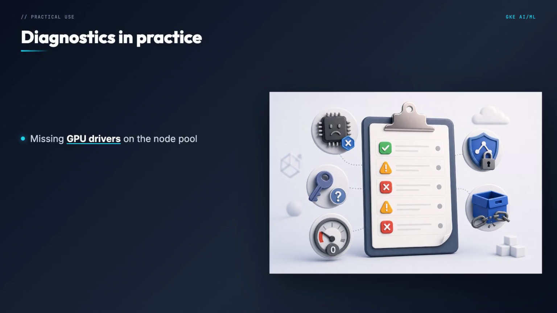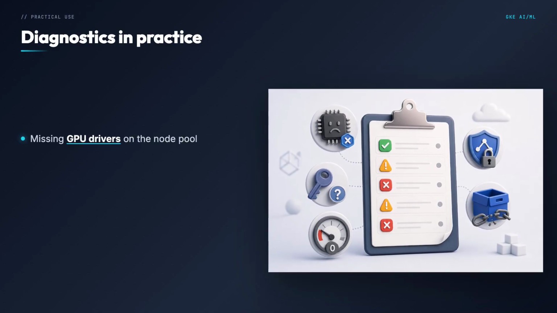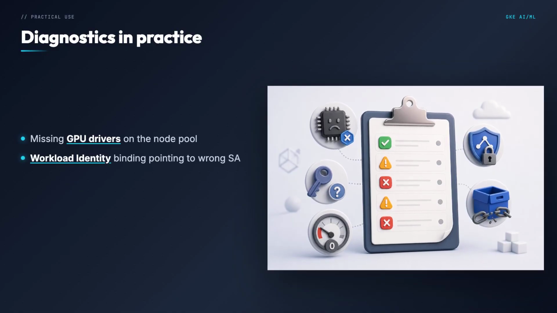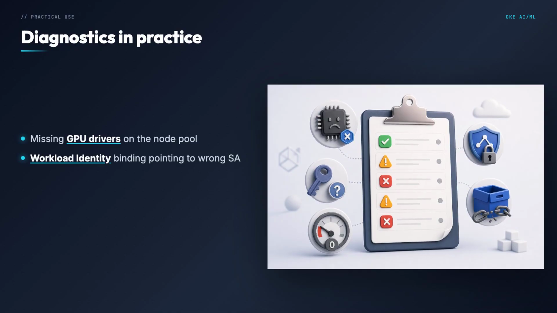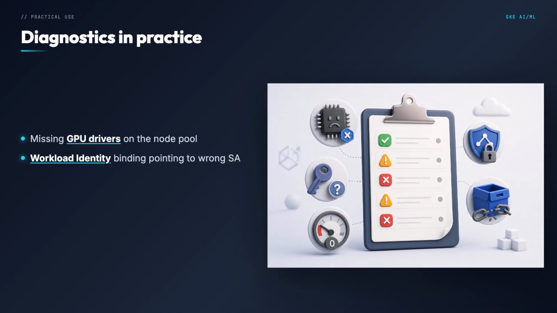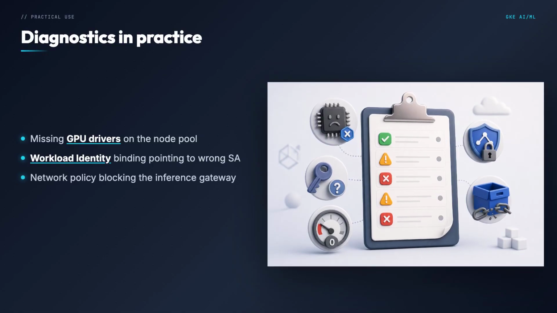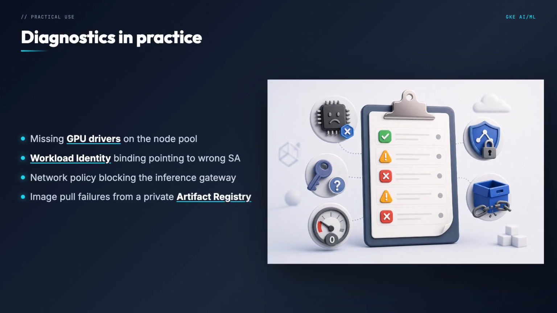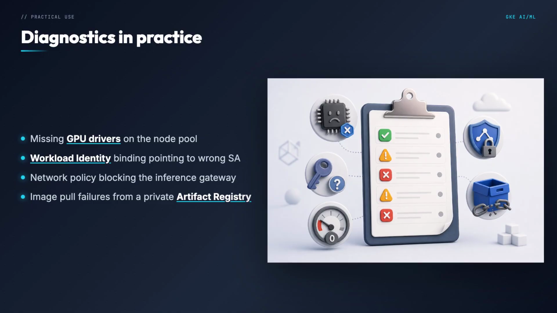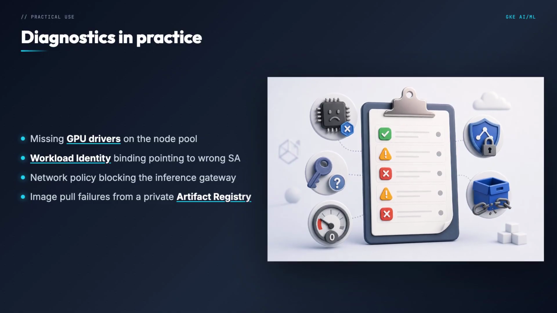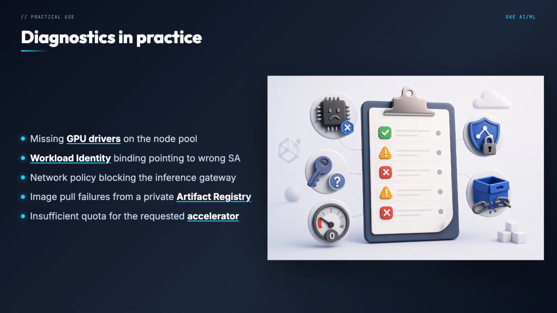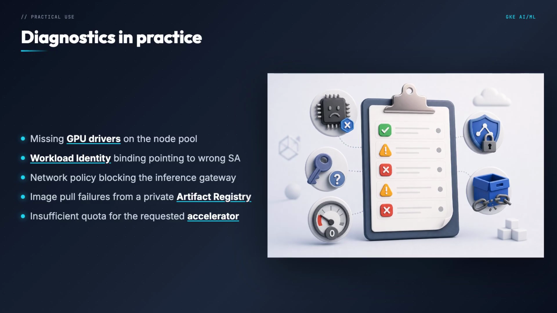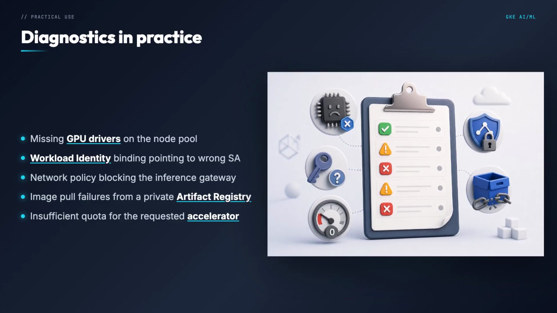When you click Run Diagnostics, here are the most common findings you will see. Missing GPU drivers on the node pool, usually because the cluster was created before GPU support was enabled. Workload identity bindings pointing at the wrong service account, which silently breaks model storage. Network policies blocking the inference gateway, which causes mysterious 503s. Image pull failures from a private artifact registry, almost always an IAM problem. And insufficient quota for the requested accelerator, which is exactly as fun as it sounds. The diagnostics tool catches all of these in seconds.